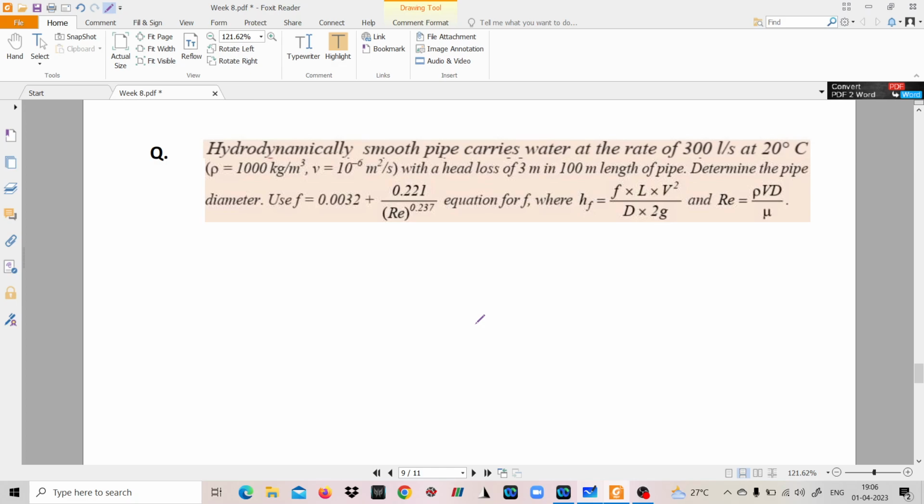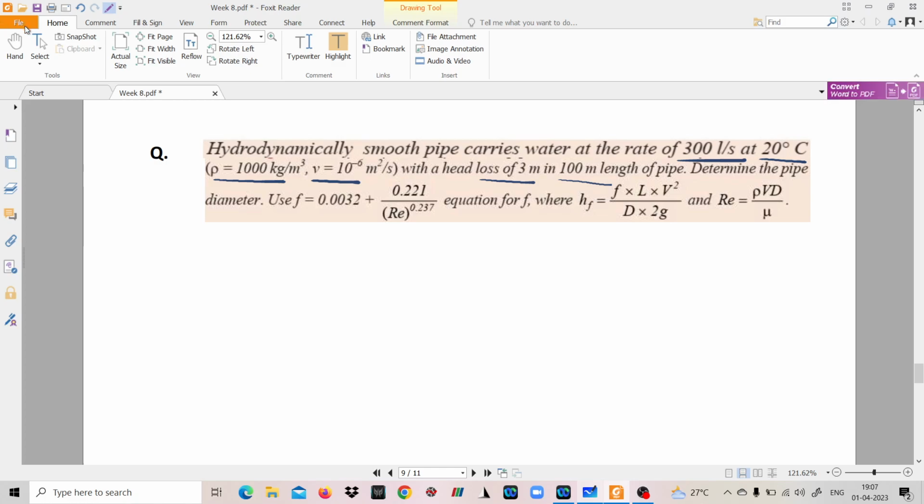So it is a hydrodynamically smooth pipe, and it carries water at a discharge of 300 liters per second at 20 degrees Celsius. At 20 degrees Celsius the density of water can be taken as 1000 kg per meter cube, and the kinematic viscosity is 10 to the power minus 6 meter square per second. The head loss is 3 meter in 100 meter length of pipe. You have to determine the pipe diameter.